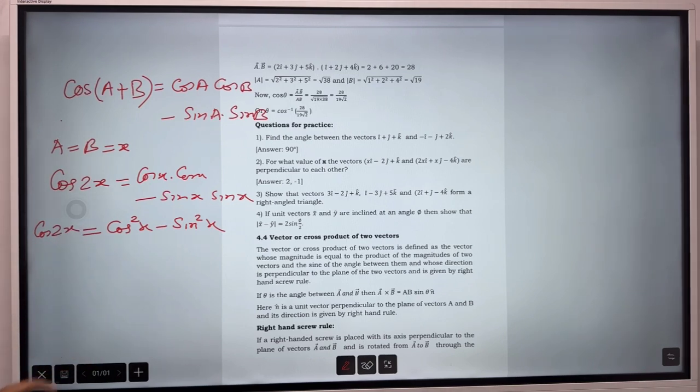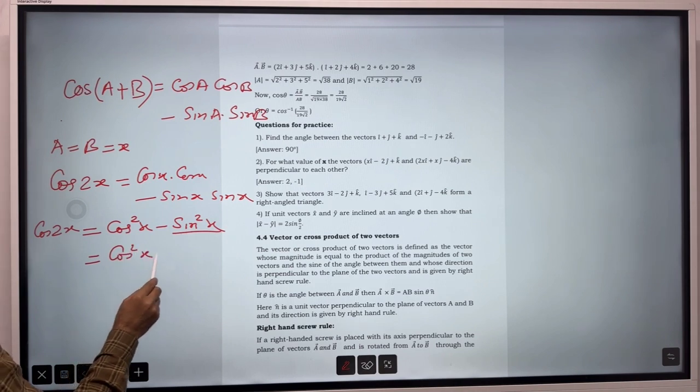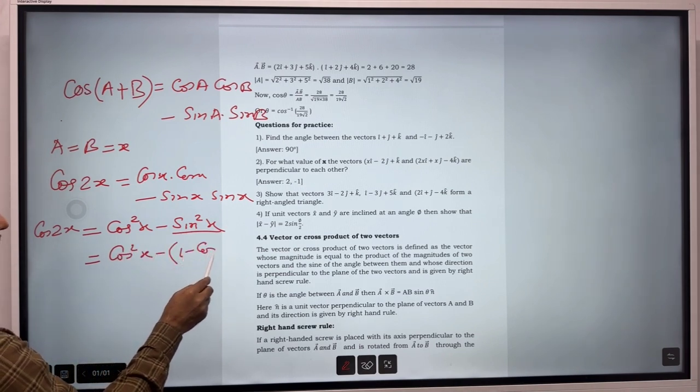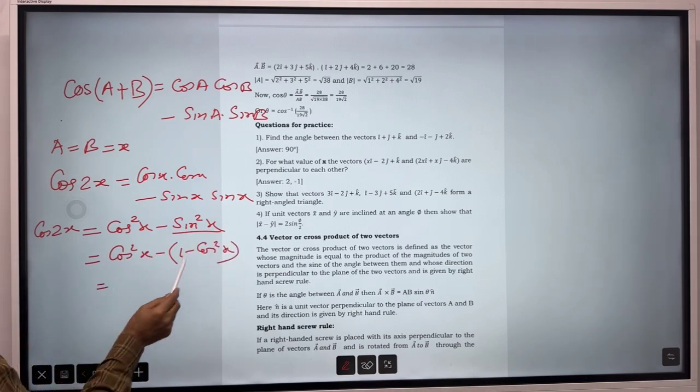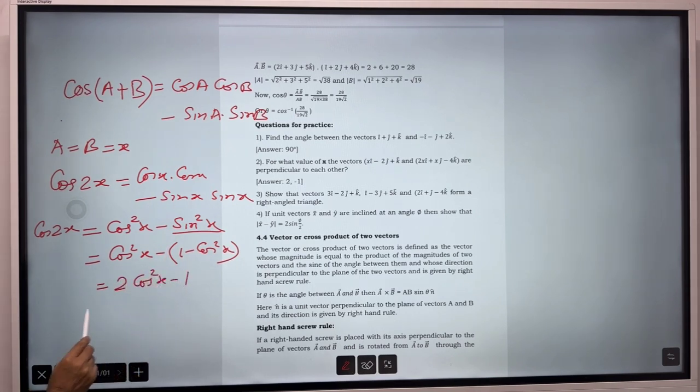Now, if you remember, cos square x plus sin square x equal to 1. So suppose we want to replace this sin square x by 1 minus cos square x. So cos square x minus, minus 1 minus cos square x. So this will become positive. So we will get twice of cos square x minus 1. So we have got another formula, cos 2x equal to 2 cos square x minus 1.